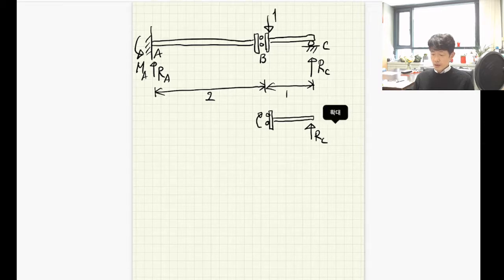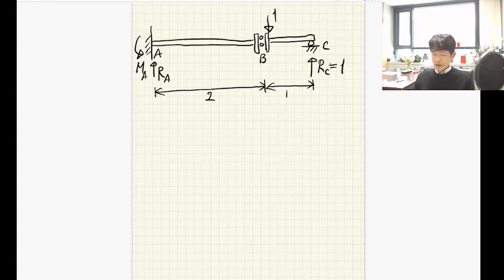So now we want to check the force equilibrium. We have an external force here. If you check the force equilibrium in the vertical direction, we can easily determine that RC is equal to 1, isn't it? Vertically, the external load is 1, and we have the reaction in upward direction. That's why their magnitudes should be equal to each other. RC is equal to 1. Okay, we just determined the reaction RC.